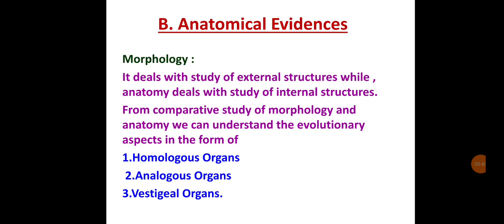Anatomical evidences. Morphology deals with the study of external structure, while anatomy deals with the study of internal structure. From the comparative study of morphology and anatomy, we can understand the evolutionary aspect in the form of homologous organs, analogous organs and vestigial organs.